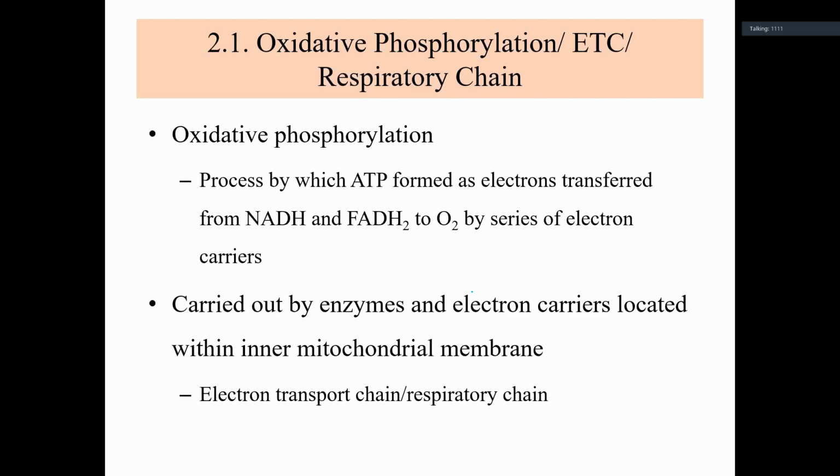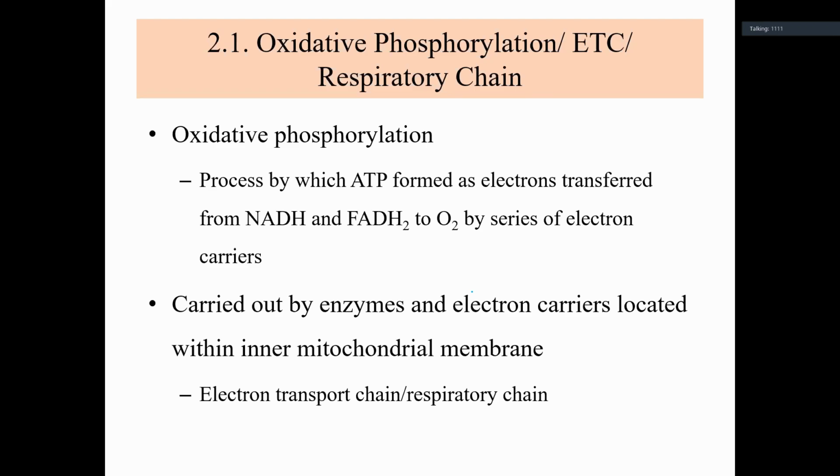another type of phosphorylation. We call it oxidative phosphorylation, or sometimes phosphorylation in the electron transport chain, ETC. ETC is also called the respiratory chain. Why do we call it the respiratory chain? Because in the respiratory system, what happens? Oxygen comes into the body. The involvement of oxygen, excellent.